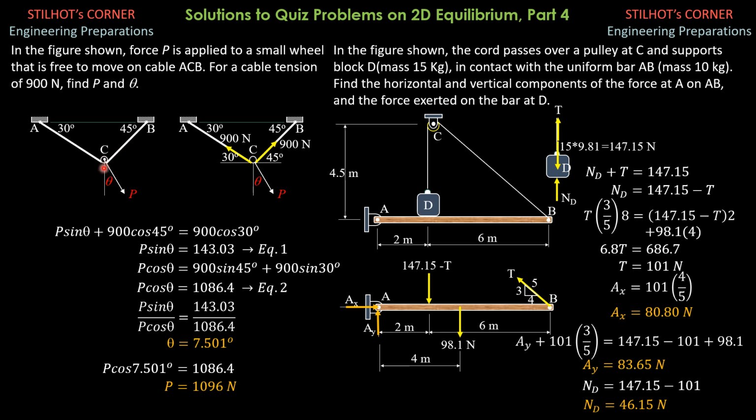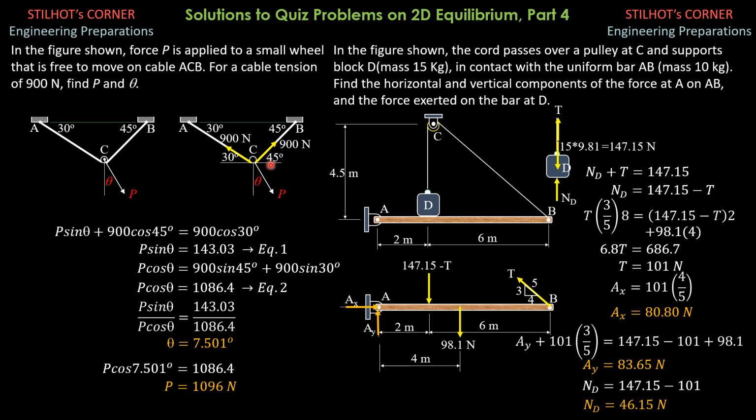So meaning frictional resistance is negligible, and the tension on each side of the small wheel, the tension in this cable, is the same. So that is 900 newtons there, 900 newtons. So this is now the free body diagram. We have 900 newtons along this cable AC, and along BC we have 900 newtons. The angle is equal to this angle, 30 degrees, and that angle is also that angle, 45 degrees.